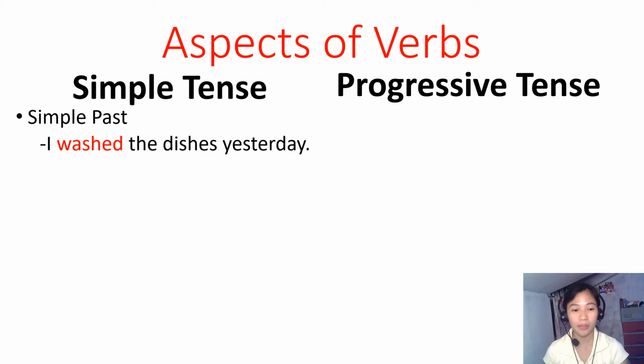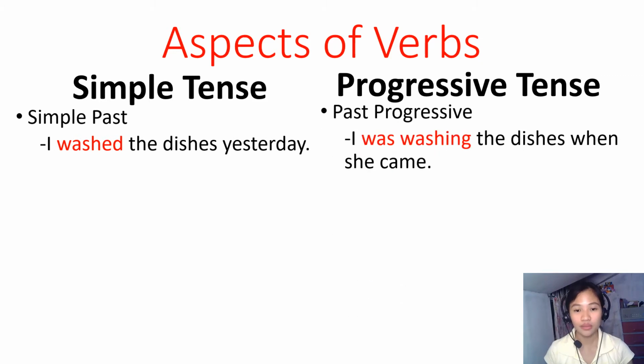As you can see in my example, I washed the dishes yesterday. Our verb has been added ED. We added ED to our verb to show that it is in past tense, to show that it already happened. Okay? Next, we have past progressive.